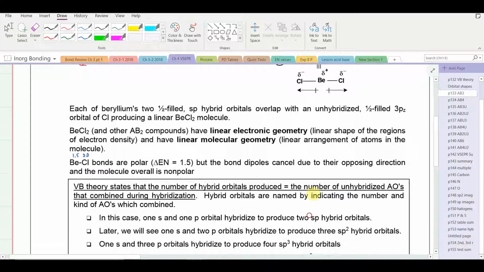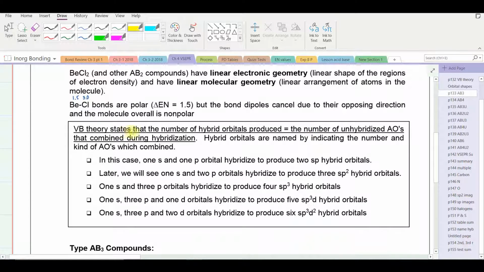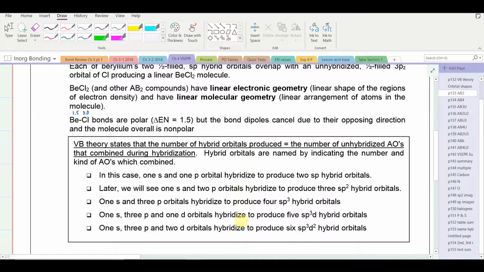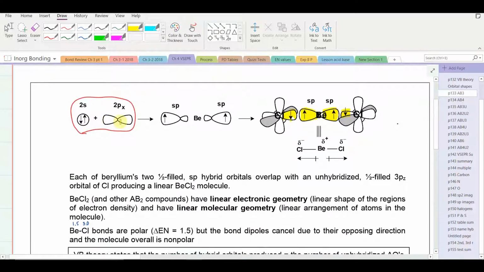So valence bond theory states that the number of hybrid orbitals produced is equal to the number of unhybridized atomic orbitals that were combined. We started with 2 unhybridized atomic orbitals. We produced 2 hybridized atomic orbitals. Why would it produce some other number?